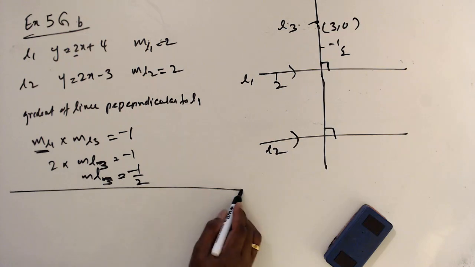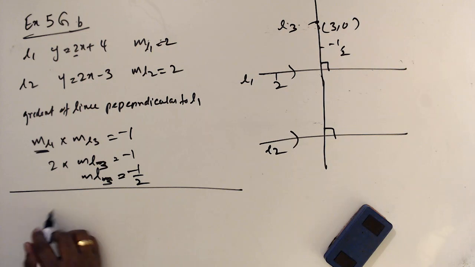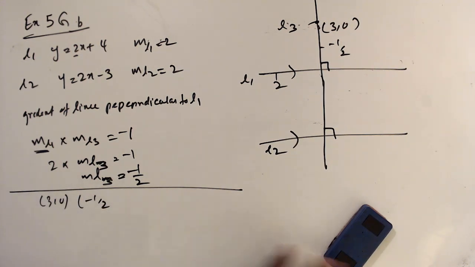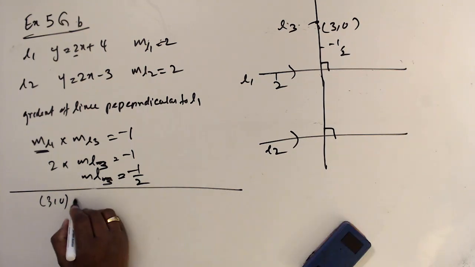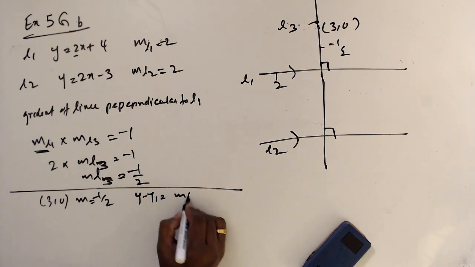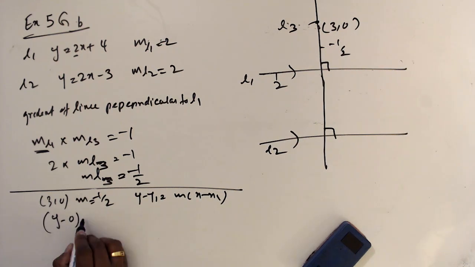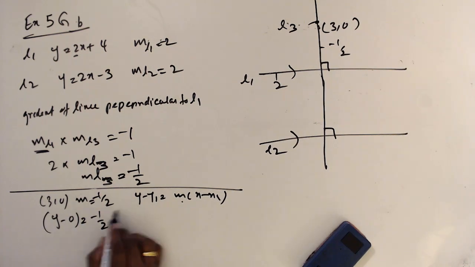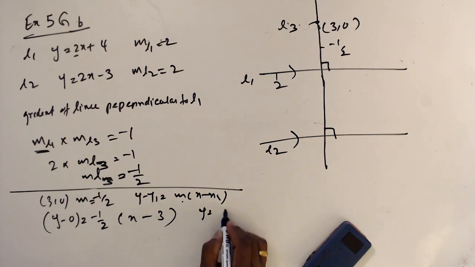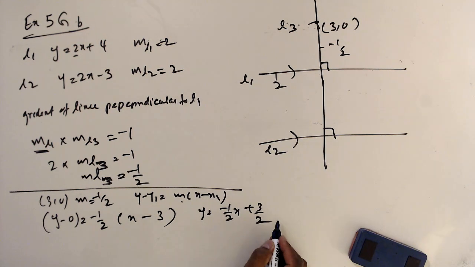Now we know a point 3, 0, and we have a gradient in our hand. We know the gradient m is minus half. Then y minus y1 equal m times x minus x1. So y minus 0 equal minus half times x minus 3. So y equal minus half x plus 3 over 2.